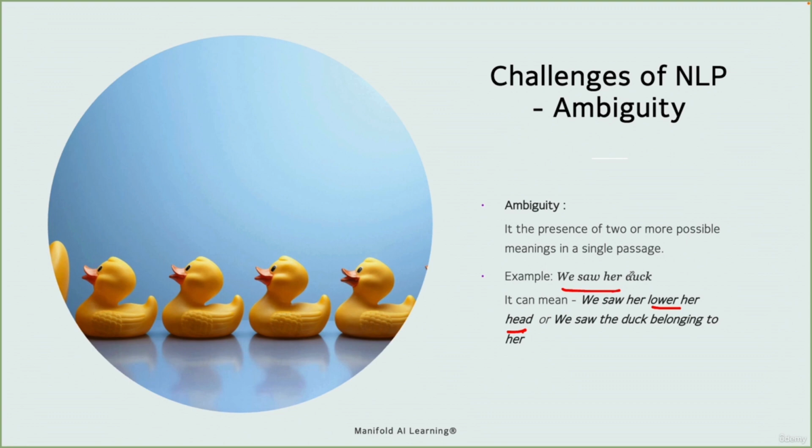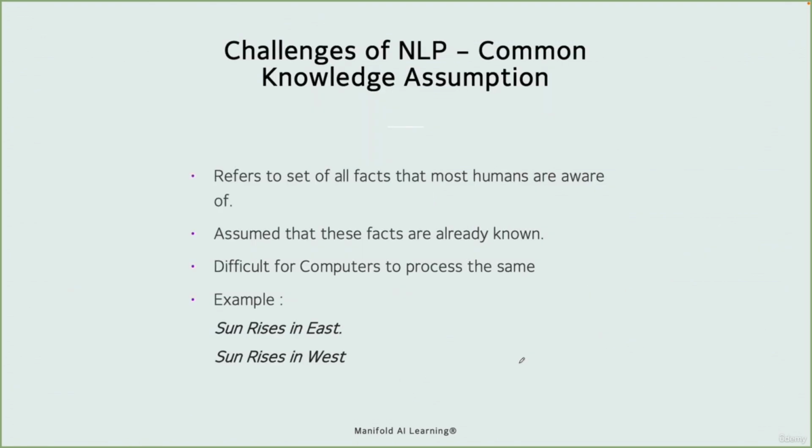Now if I ask you what is the correct meaning, or what exactly is being conveyed in the sentence, this would depend on the context in which the sentence appears. Do you agree with me? Depending on the context in which this sentence occurs, the meaning would change. It can mean either the first one or the second one. And that is one of the key challenges we have with natural language processing. Another challenge with human language is the common knowledge assumption. When I say common knowledge, it refers to the set of all the facts that most humans are aware of.